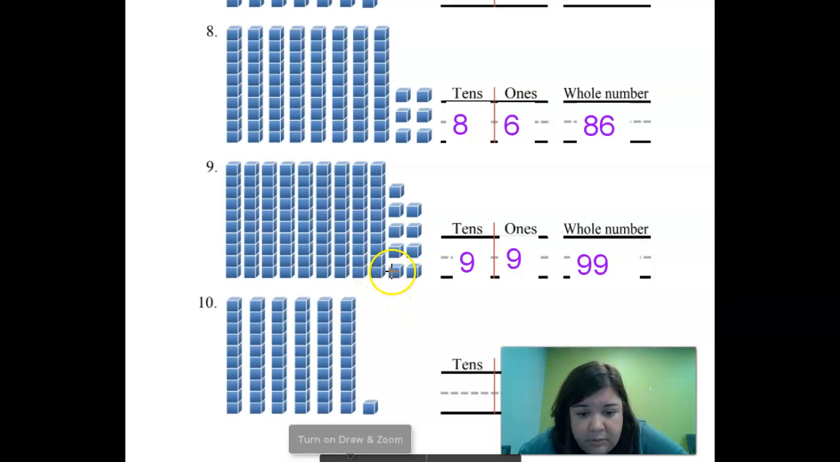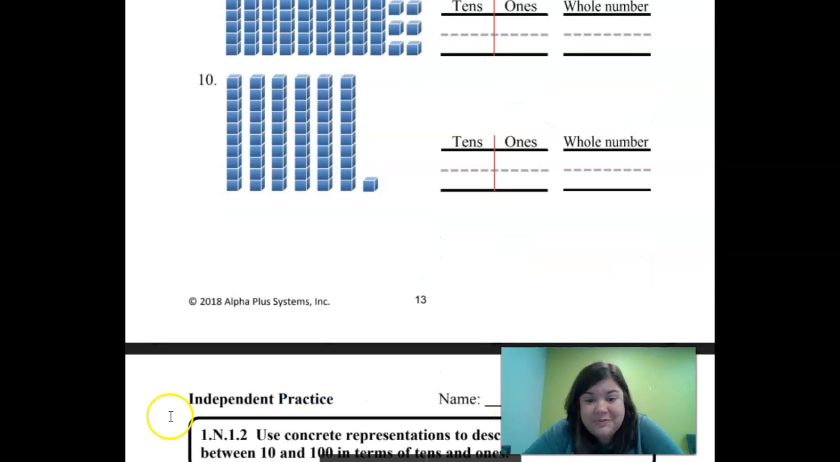Okay, let's count the ones. 1, 2, 3, 4, 5, 6, 7, 8, 9. So 99 is correct. I hope that's what you got. Always double check. You got to count twice so you don't get the answer wrong.